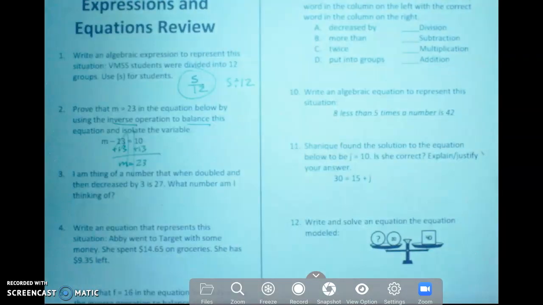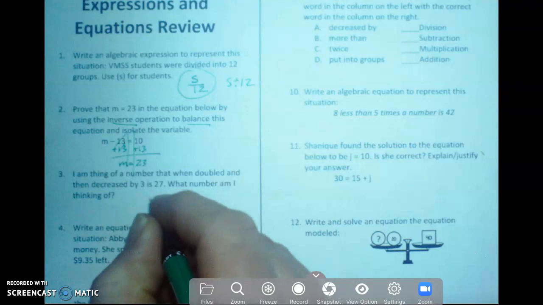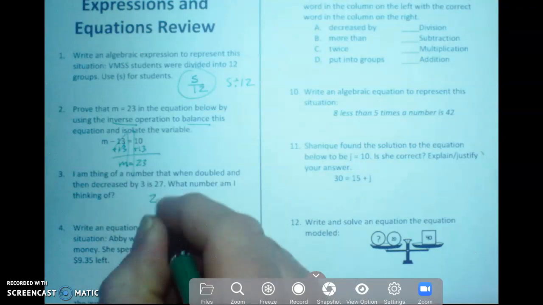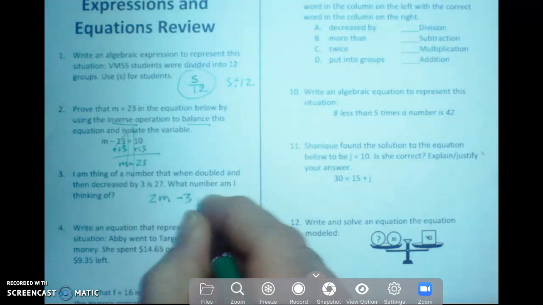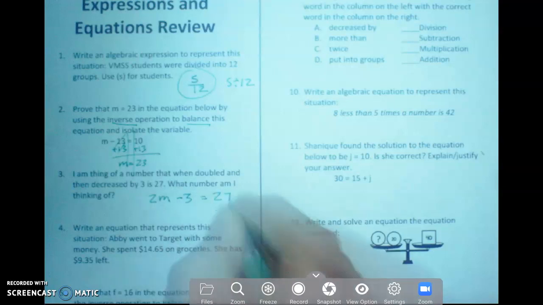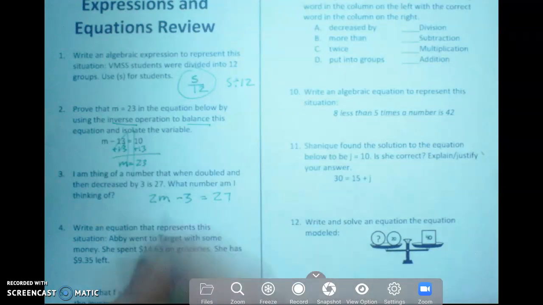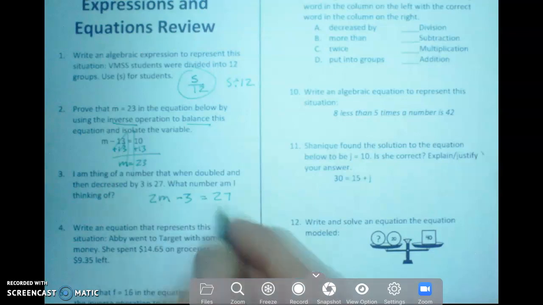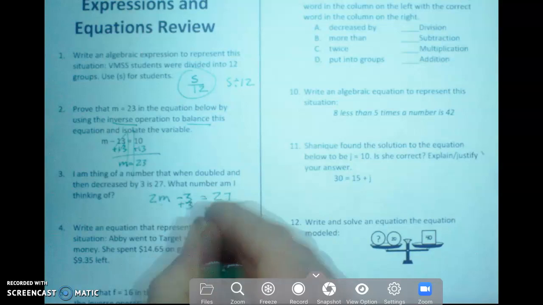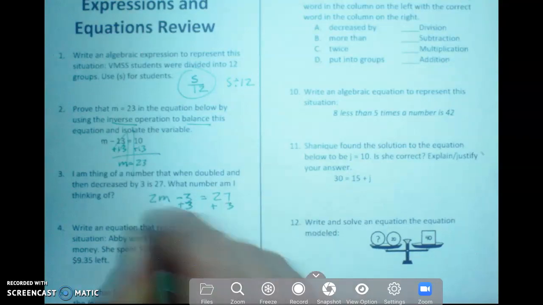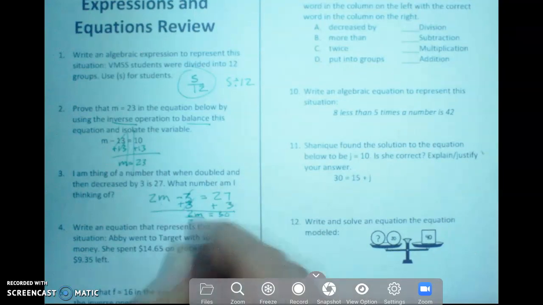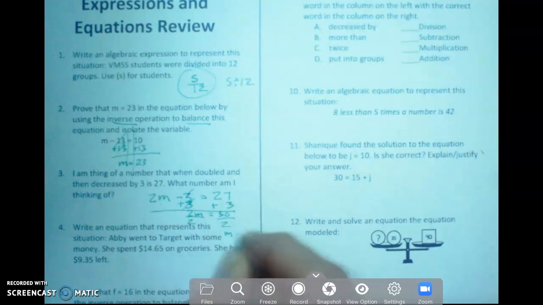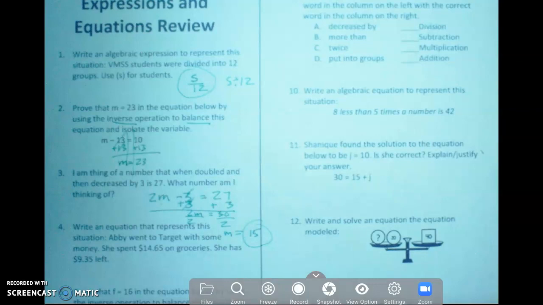I'm thinking of a number that when doubled, then decreased by 3, is 27. What number am I? So let's think of this. Here's a number, and we'll double it, and then we're going to decrease it by 3, and that is 27. See how I did that? Took a number, m, I doubled it, I subtracted 3, and it is 27. So when I add 3 here, we'll isolate this to solve this. You could probably do it in your head. So now we have 2m equals 30. And if I divide by 2 on both sides, I get m equals 15. 15 is my number there.